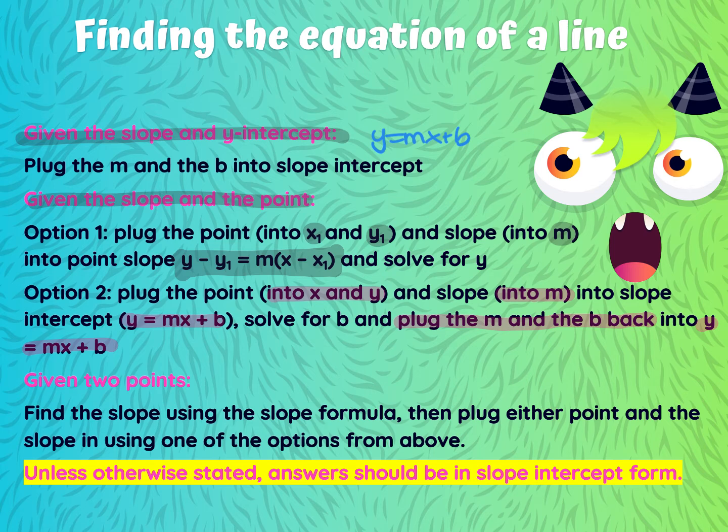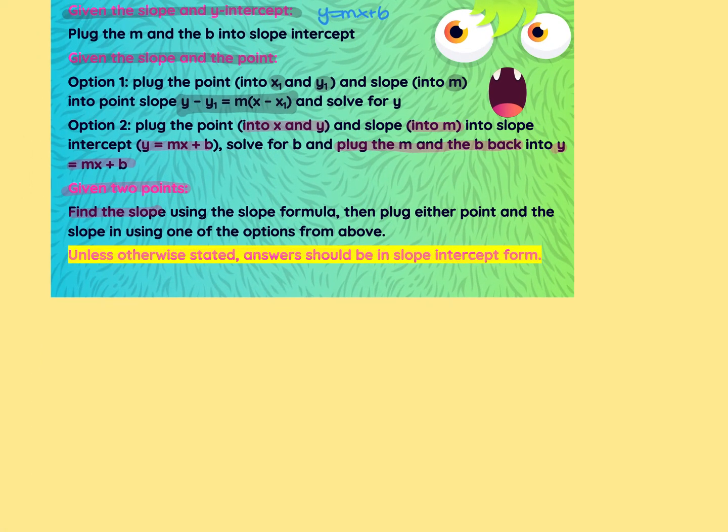And then the last one is what happens if you're given 2 points. If you're given 2 points, the first thing you have to do is find the slope and then grab that slope and either one of the points and do option 1 or option 2. In the bottom, note that it says, unless otherwise stated, answers should be in slope-intercept form. So when I go to write out my answer, it should be in y equals mx plus b form, unless it says differently. If it says put it in point slope, you put it in point slope. If it says standard, you put it in standard. But the default is y equals mx plus b.